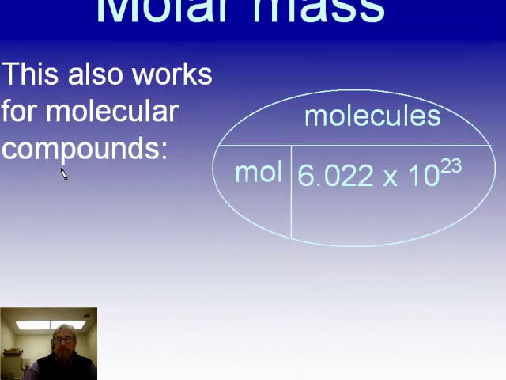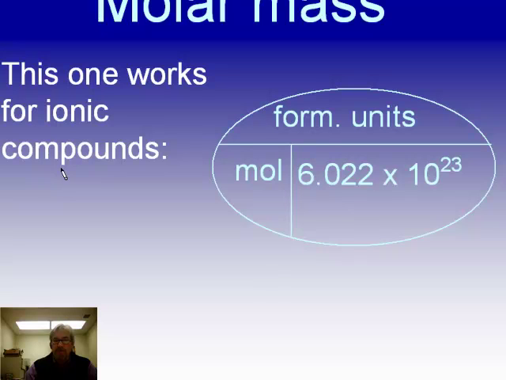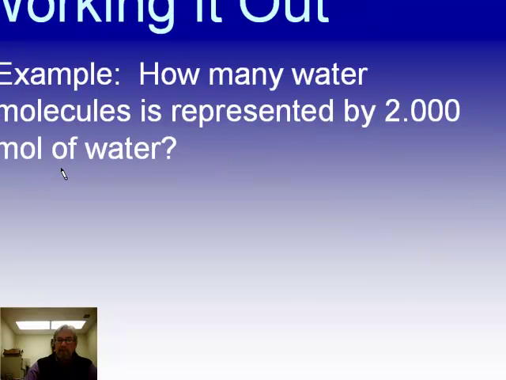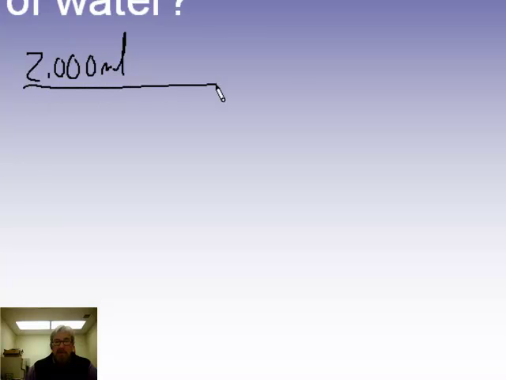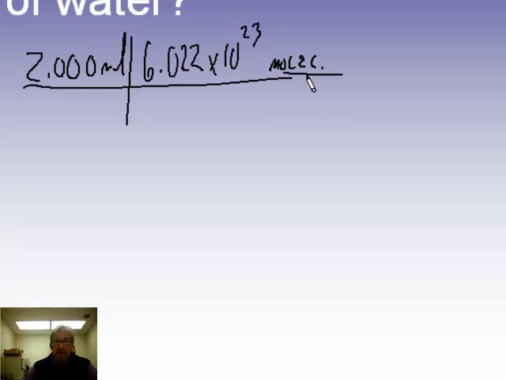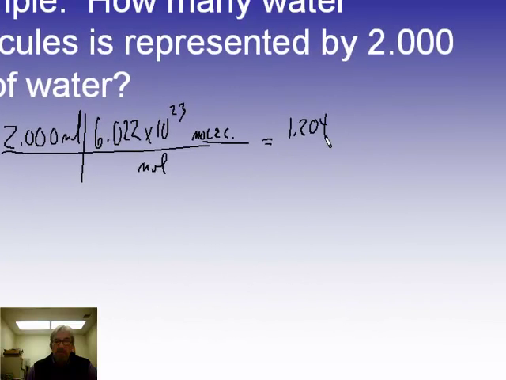You can also use this formula. If you take moles and multiply by Avogadro's number, you'll get the number of molecules for a molecular compound. For an ionic compound, taking moles times Avogadro's number will give you the number of formula units. Here's an example. How many water molecules is represented by 2 moles of water? Well, if I start out with 2.000 moles of water and multiply by Avogadro's number, which tells me I have 6.022 times 10 to the 23rd molecules per 1 mole, when I multiply that I have 1.204 times 10 to the 24th molecules of water.